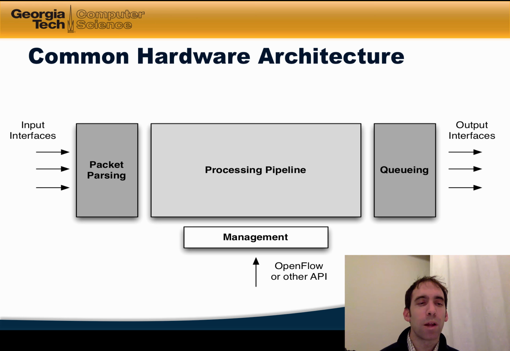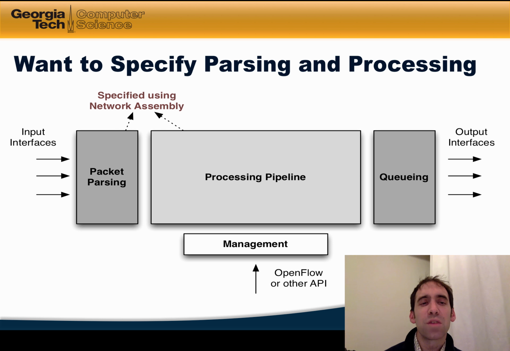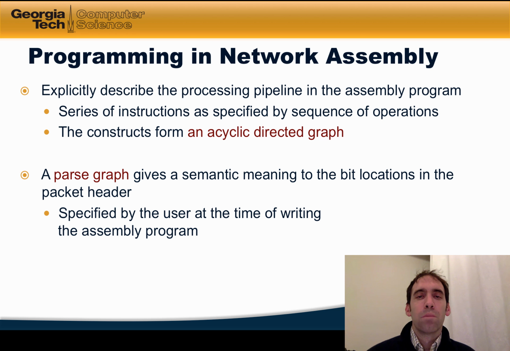A common hardware architecture might look like this, where we have input interfaces leading into packet parsers, followed by a packet processing pipeline, and then queues on output. We've been talking about using OpenFlow or some other API to manage the state in a switch, but what if we wanted to specify the packet processing and parsing and make it more flexible? This is what a network assembly language enables. In our network assembly language, we'll be able to explicitly specify how to parse packets and process them before sending them to output queues.